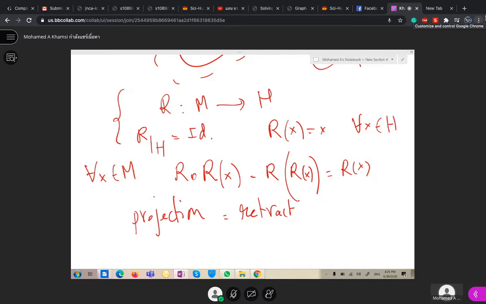What's new here in the case of hyperconvex is the fact that R is non-expansive. In the absolute retracts, that's why we call them absolute non-expansive retract. But in the case of absolute retract, the R is only assumed to be continuous. AR, I'm talking about absolute retract. Okay, so this is what I was explaining right now.